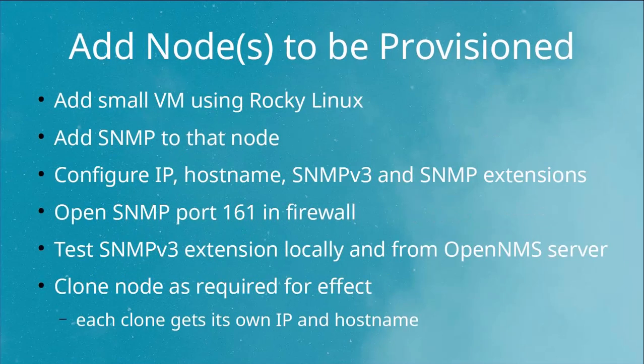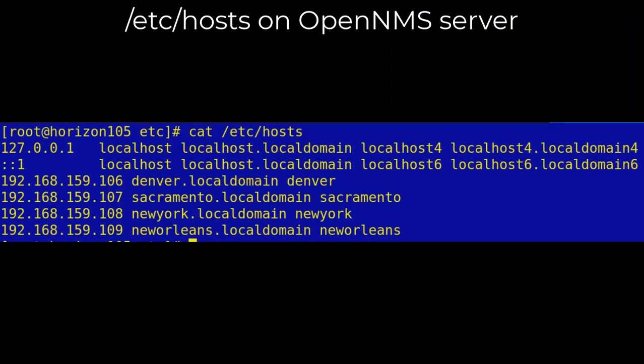To create the nodes, create a single node as a VM, install Rocky Linux on the node, install the SNMP packages on the node, create the SNMP v3 user, extend SNMP, test the extensions locally, open port 161 on the node, then clone the node into 3 other VMs. Then test each node's SNMP extensions from the OpenNMS server. In this tutorial, the OpenNMS server expects to have 4 nodes to work with.